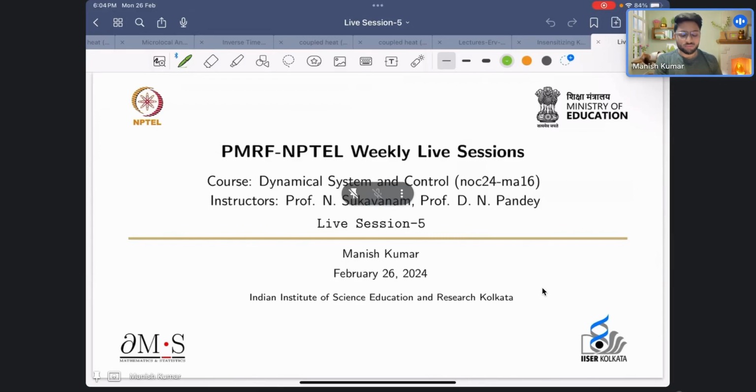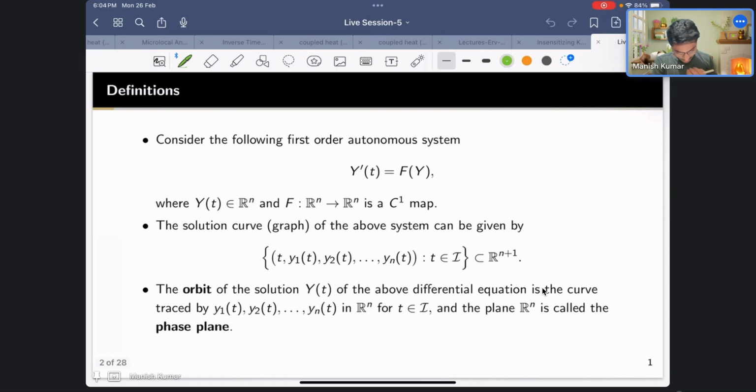Okay, good evening everyone and welcome to the fifth session of the course Dynamical System and Control. Today we'll be seeing some stability notions of a system of differential equations, and we'll see the notion of phase portrait and phase diagram for the solution. So to begin the session, let's start with some definitions.